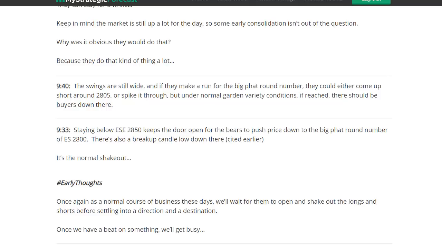So obviously, there were some traders that hopped on the short side. They were rewarded handsomely. We also note, and you'll notice in the 9:40 post, the swings are still wide, and if they make a run for the big fat round number, they could either come up short around 2805 or spike through, but under normal garden variety conditions, if reached, there should be buyers down there.